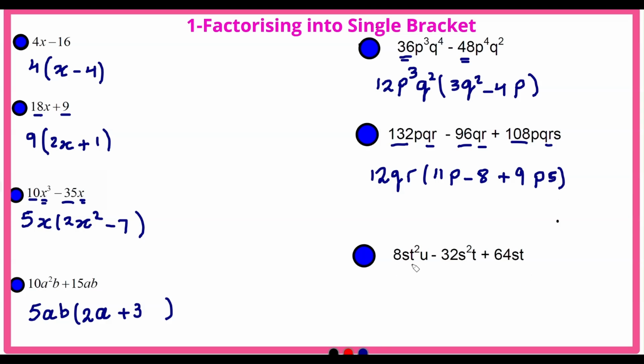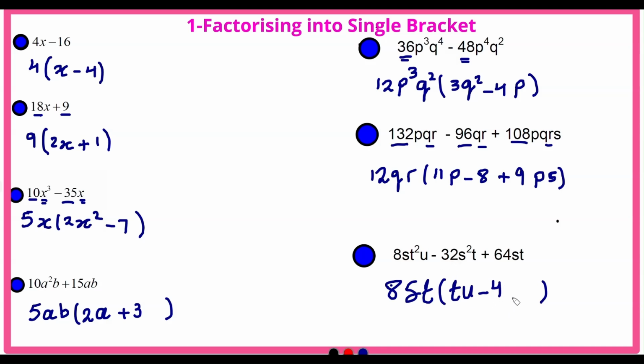After that, 8 goes in all of that. So I take 8 out. s squared and s, I take s out. t squared, t and t, I take t, the one with the lower power. And I have an open bracket here. u is not in all of them, so I can't take u as a common factor. When I divide that by that, I just have only tu. Minus 32 divided by 8 is 4.